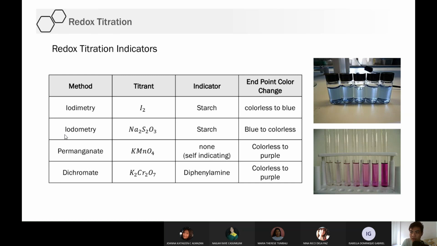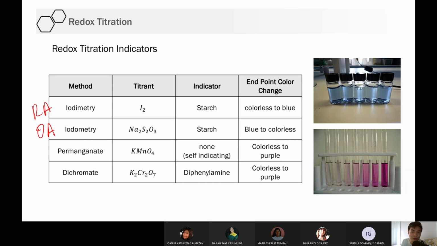So, we have the iodimetry, iodometry, permanganate, and dichromate method. Okay. So, maybe nagtataka kayo, anong pinagkaiba nitong dalawa, iodimetry and iodometry? Bukod sa letter I at O na difference, ganito ang difference niyan. Pag sinabi nating iodimetry, this is used to quantify reducing agents. And for iodometry, this is used to quantify oxidizing agents.